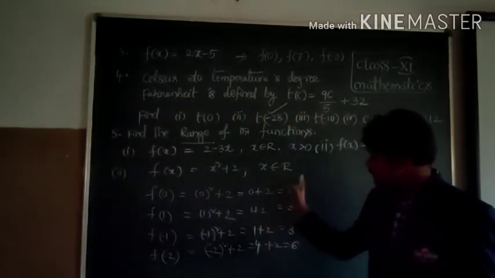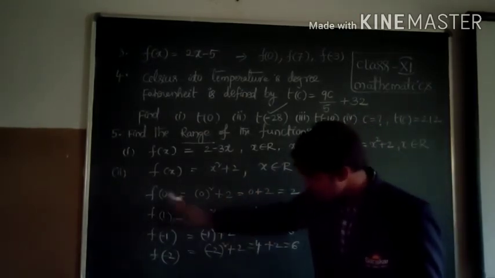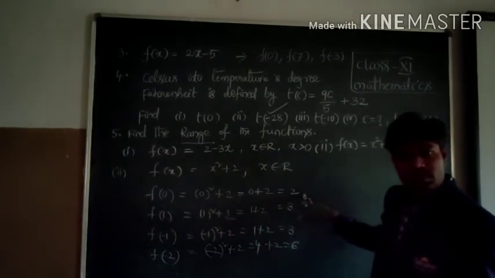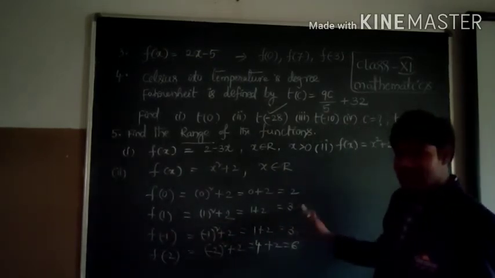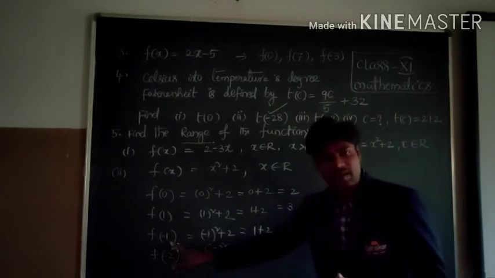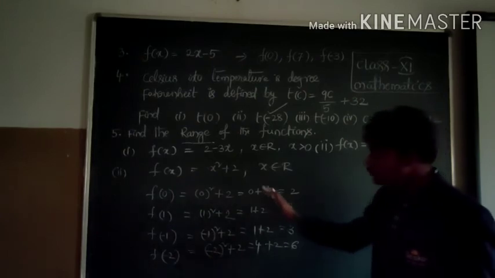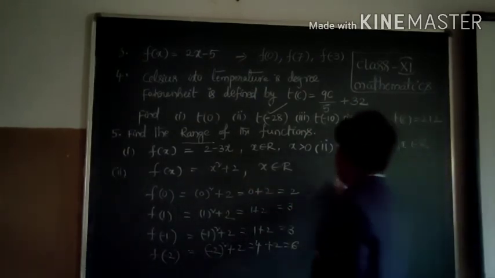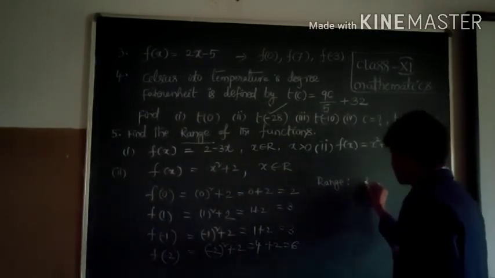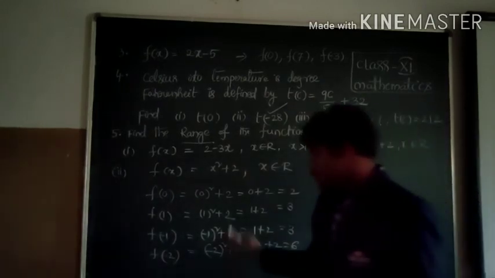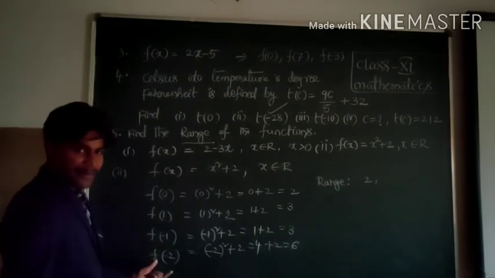So in this way we are getting the values. What is the least value here? If you take 0, we get 2, so the range starts from 2 only. If we take 1, it is 3. If we take a negative number, again we get 3, which is more than 2. So for this function, the range starts from 2 only. Range of this function is 2 onwards, and you can take any other fraction also.